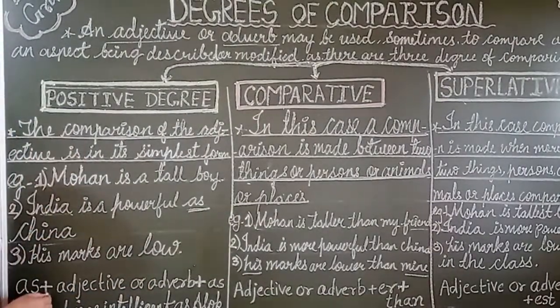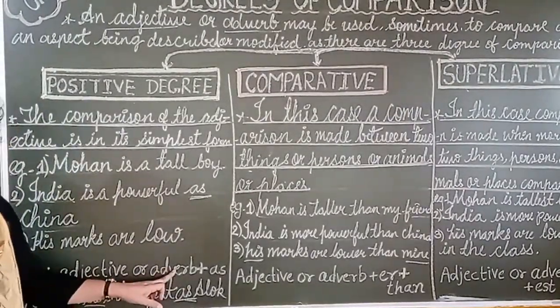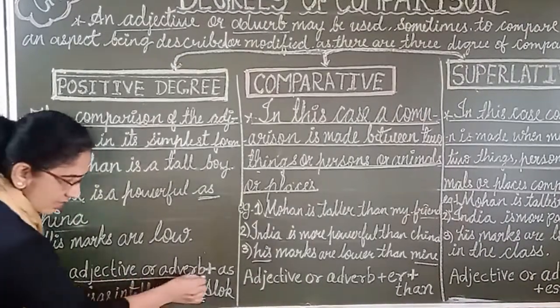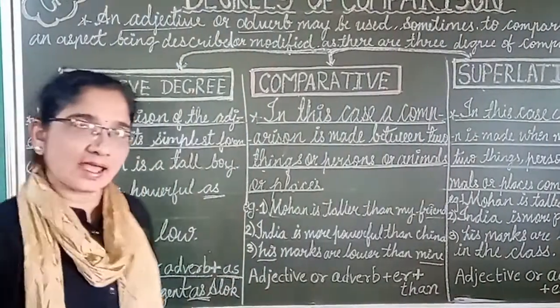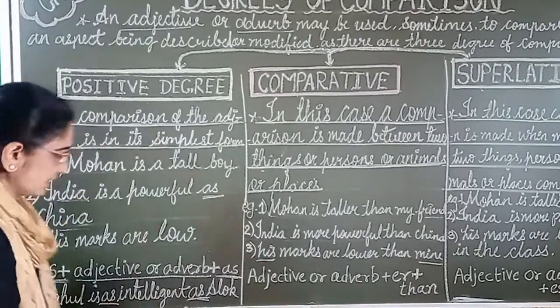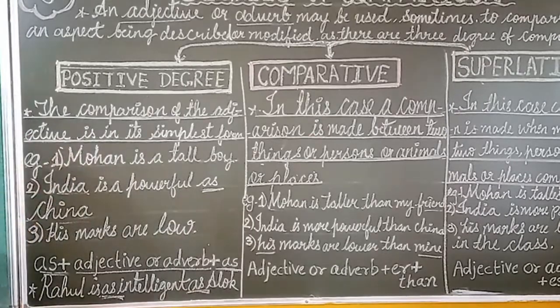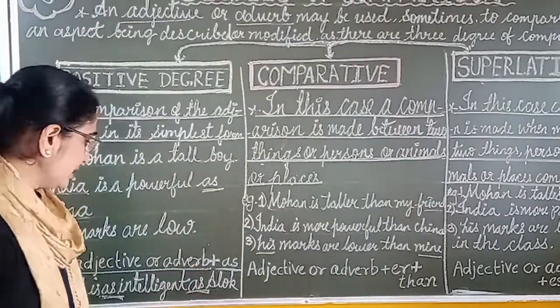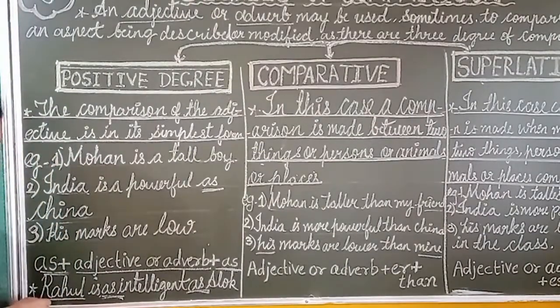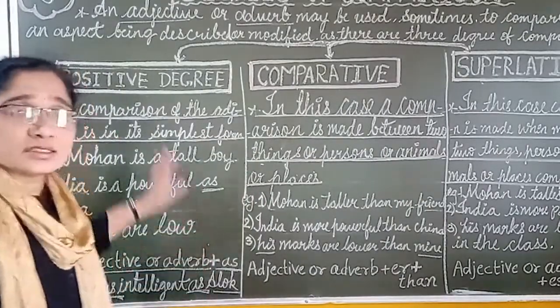So in the positive degree, we have to use in the sentence: as plus adjective or adverb plus as. These are the patterns we have to use in the positive sentence. See, Rahul is as intelligent as Alok. Here it is a comparison between Rahul and Alok. Who is better here? Who is not better at all? Rahul is the same intelligent as Alok. This is the positive degree.